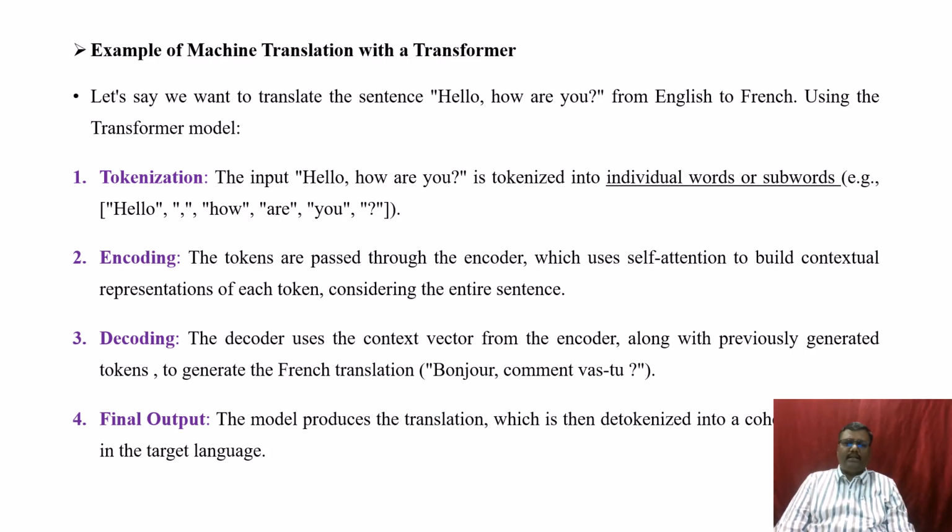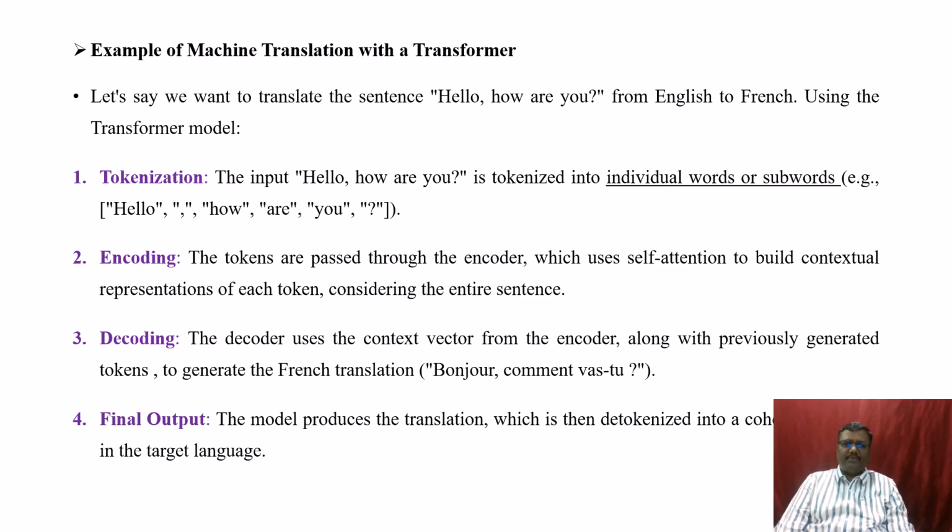The first one is tokenization. So here we are importing the text, the sentence, then it is tokenized into individual words or subwords. For example, hello is given as an individual word using double quotes, and in tokenization, each word is divided using a comma. So this is how the sentence is tokenized.